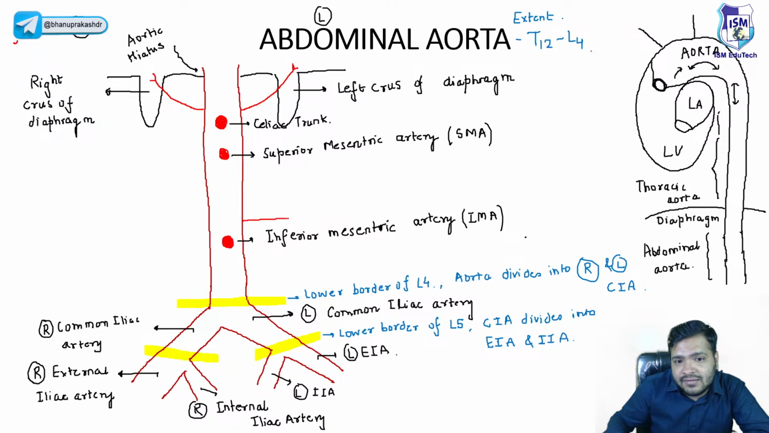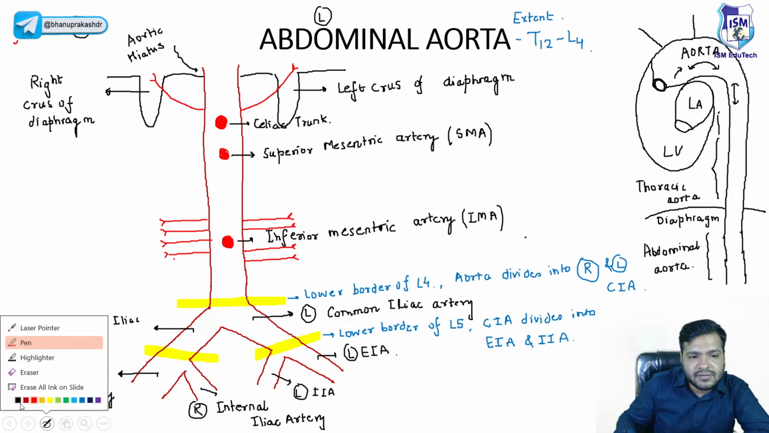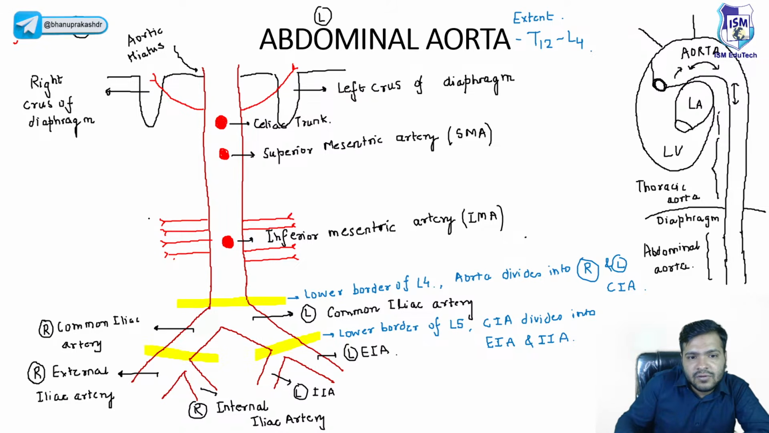So we have these lumbar arteries, and they are supplying the posterior abdominal wall. You have to be very much sure about this, right? So yes, these are the lumbar arteries.